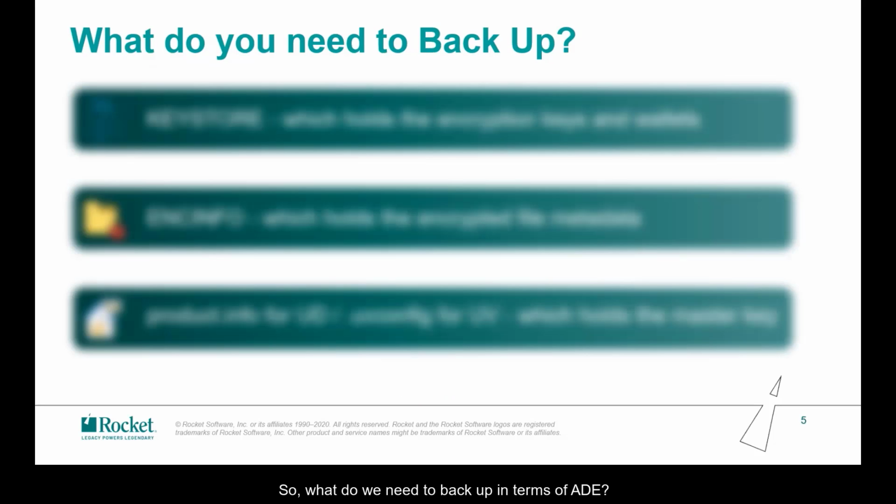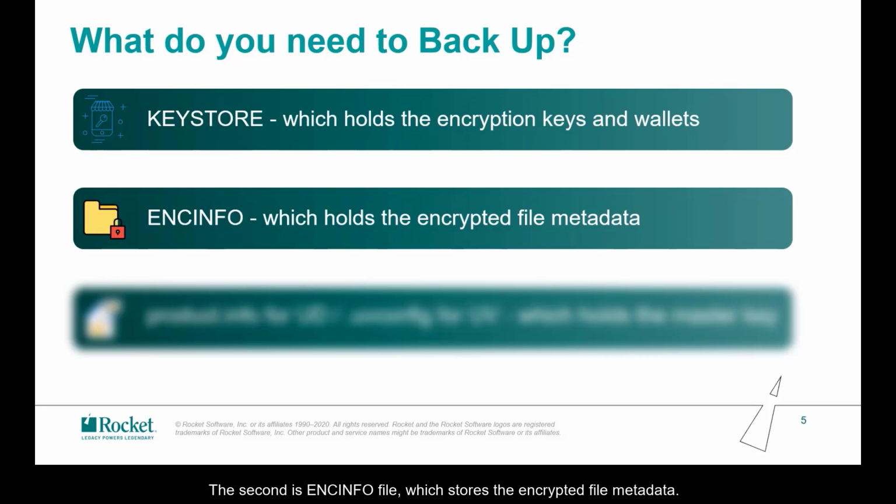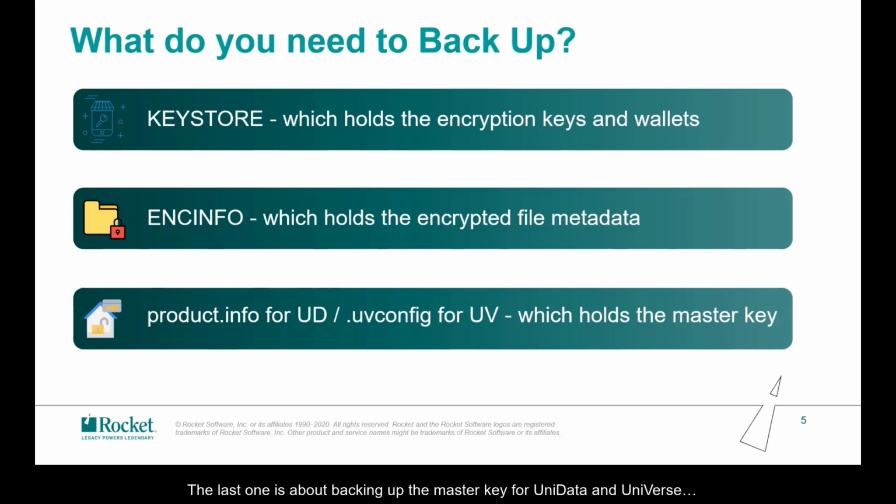So, what do we need to back up in terms of ADE? The first is the key store file, which stores the encryption keys and wallets. The second is the Encryption file, which stores the encrypted file metadata. The last one is about backing up the master key for UniData and UniVerse. For UniData, you need to back up the product info file. And for UniVerse, you need to back up the .uvconfig file.